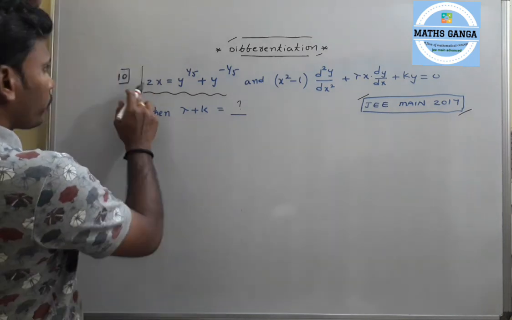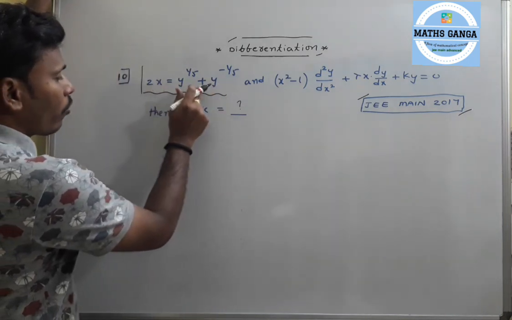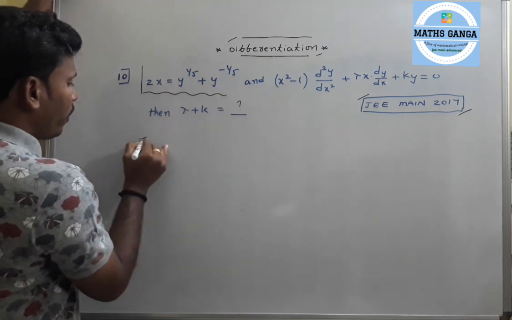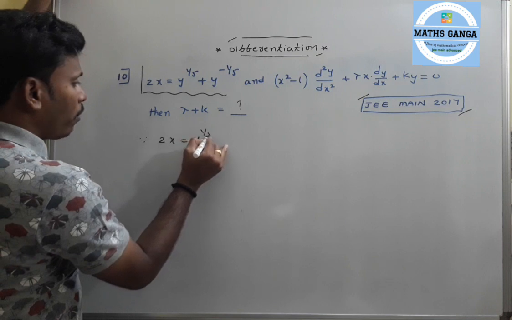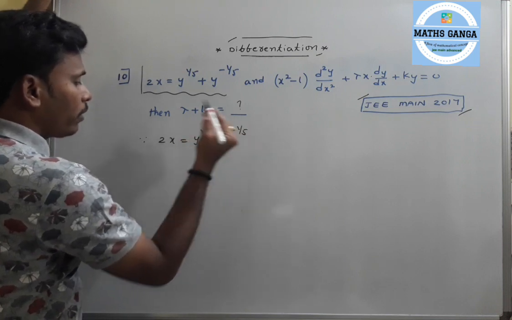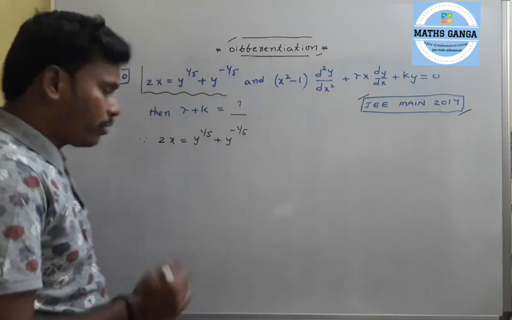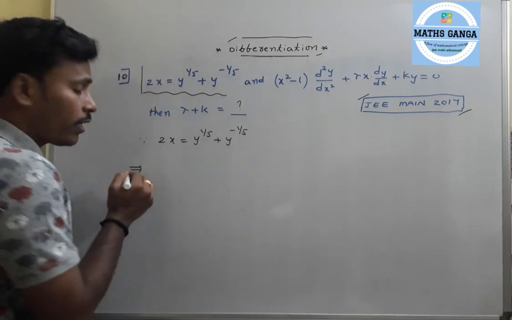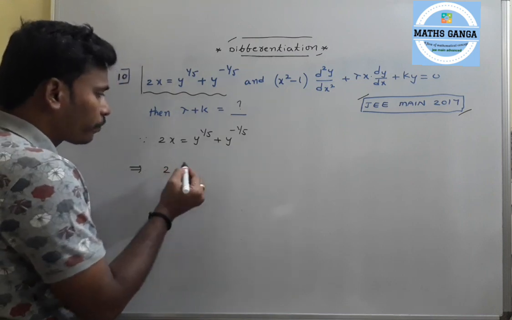Okay. So now look at this. 2x is equal to y power 1 by 5 plus y power minus 1 by 5, as given. First differentiate everything with respect to x on both sides. If you differentiate with respect to x, for 2x the derivative is 2.